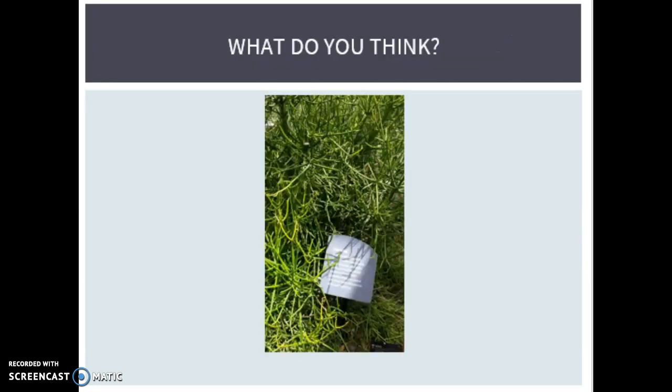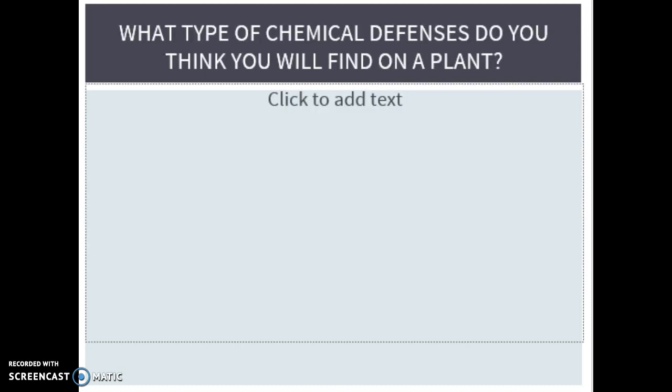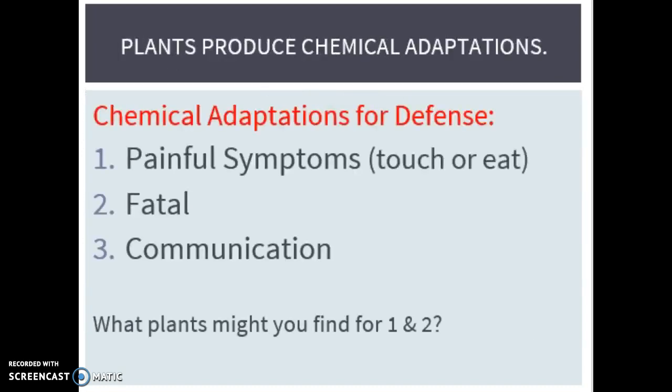I'm going to show you this guy here. Now, this plant has a sap that if eaten causes burning or swelling in the mouth. That would be one type of chemical defense. Can you think of any others? Here are a couple more. They can be fatal, they can be painful, and they can communicate.